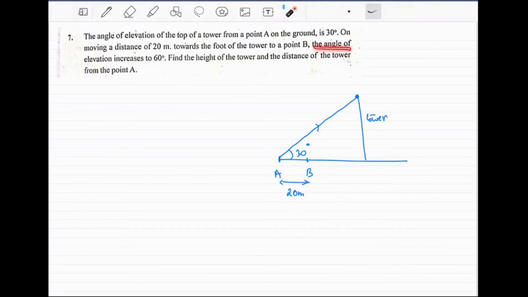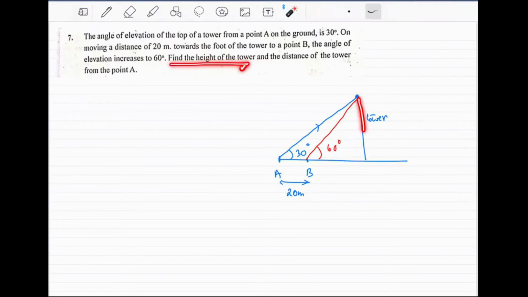Then what happened? The angle of elevation increases to 60 degrees. Now the angle of elevation from this point is how much? It used to be 30 degrees. But now when you move to the point B, the angle of elevation will look like this. You have to look up to the top of the tower like this. It used to be 30, now it has increased to 60 degrees. So what's the new angle of elevation? It's 60 degrees. Now the question says, find the height of the tower.